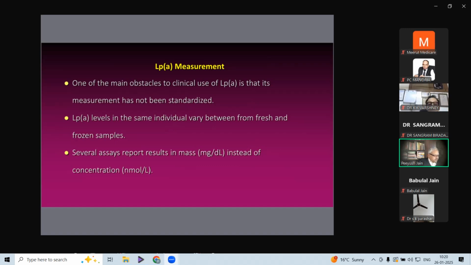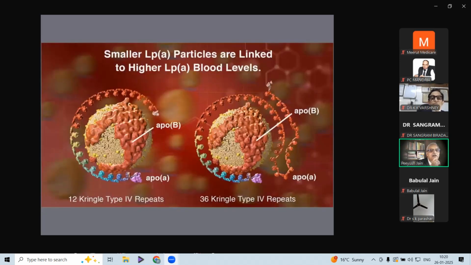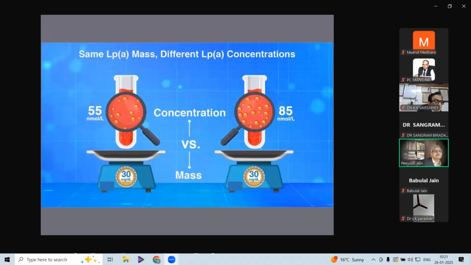the kind of processing, fresh versus frozen samples, milligram per deciliter versus nanomole concentration. It is in nanomole per liter, which is actually recommended to know the actual LPA particle number. And that is what matters, not the LPA measurement by milligram per deciliter, because there may be a similar concentration but a different number of particles.